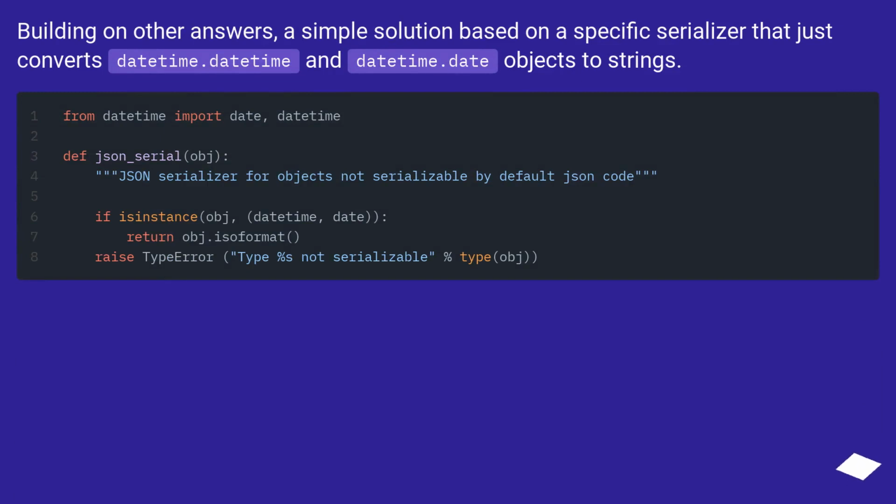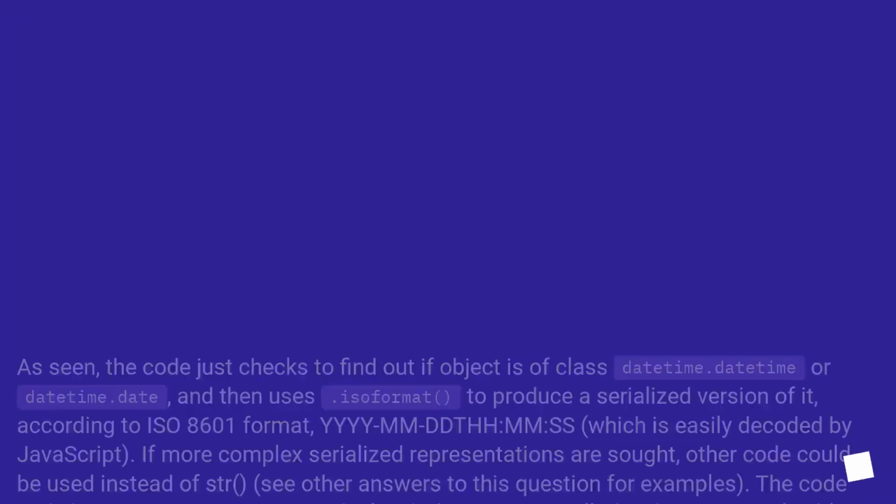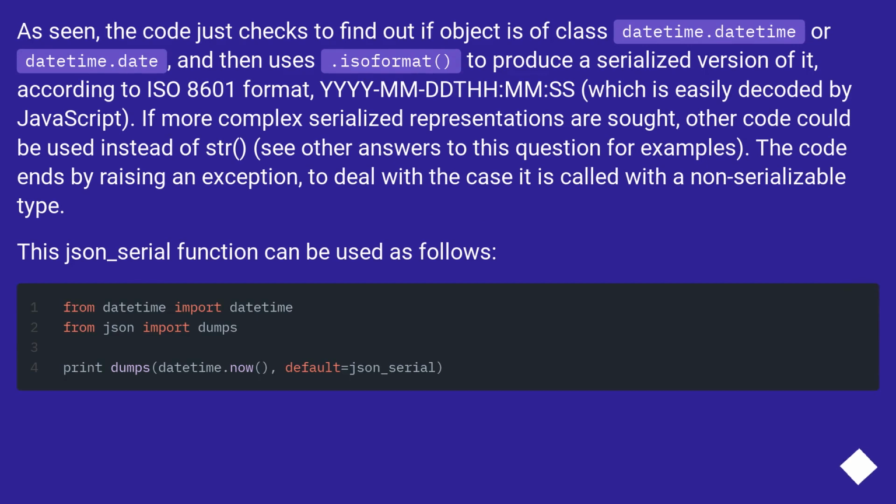Building on other answers, a simple solution based on a specific serializer that just converts datetime.datetime and datetime.date objects to strings. As seen, the code just checks to find out if the object is of class datetime.datetime or datetime.date, and then uses .isoformat to produce a serialized version of it, according to ISO 8601 format, YYYY-MM-DDTHH:MM:SS, which is easily decoded by JavaScript.